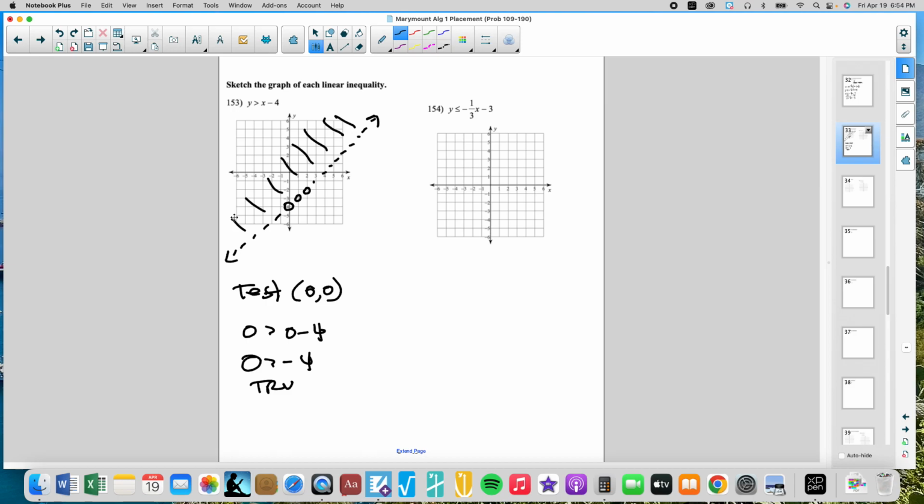Oh, it is dotted. Open. I think my new thing is the open circle. That looks good.